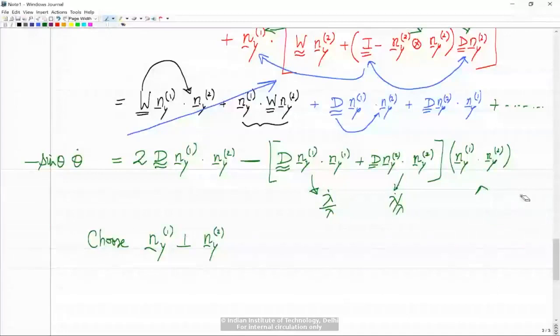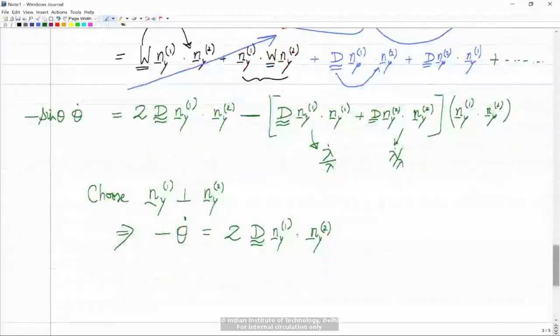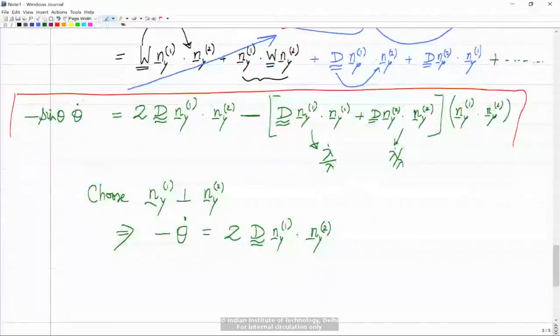And then you have a simple formula in that case, that minus sine theta into theta dot. And what is theta then? Theta is already 90 degrees because they are perpendicular, so sine theta is 1, right? So what you have is minus theta dot is equal to 2 times d of ny1 dotted with ny2. Okay, so I'll put both of them in the red box because they are important formulas.